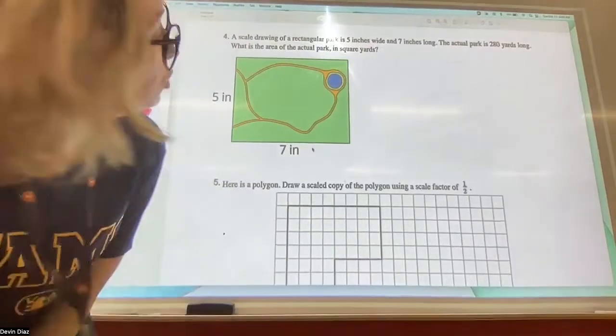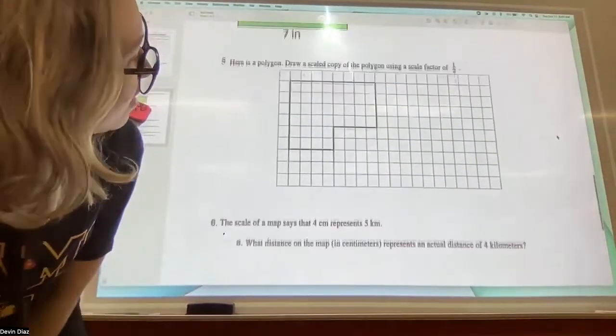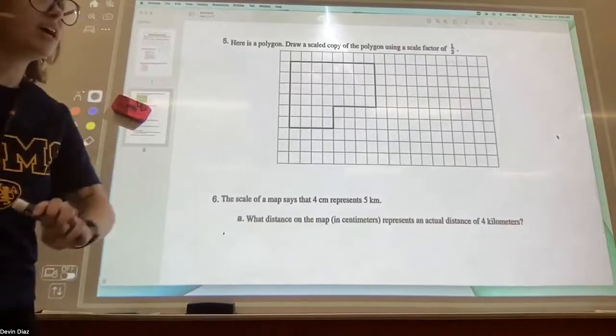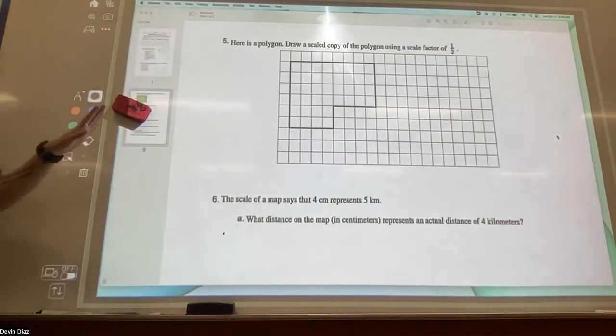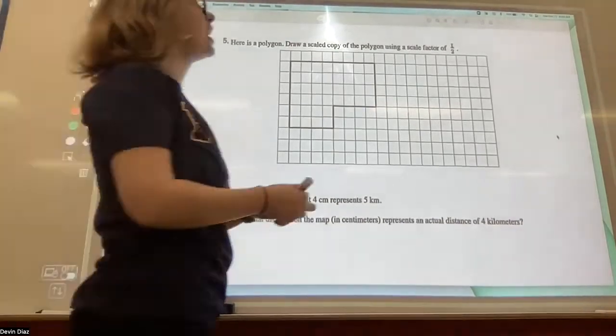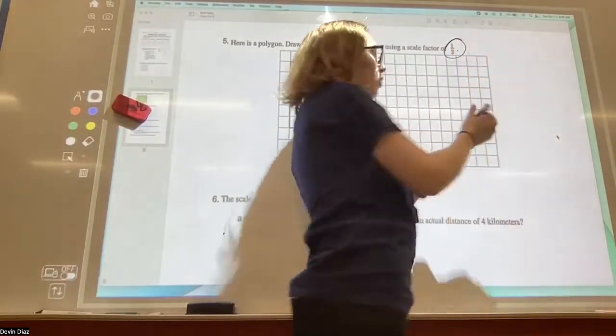This one, everybody should have gotten this one correct. Here's a polygon. Draw a scaled copy of the polygon using a scale factor of 1/2.